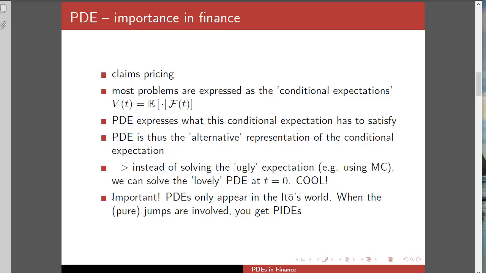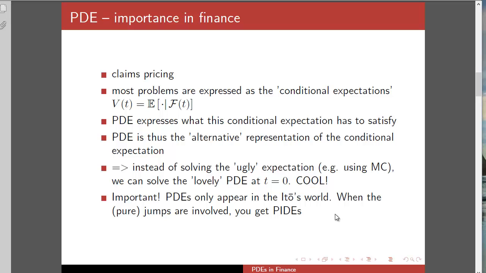Okay, and one quite important remark: PDEs only appear in the Itô world. You probably heard of Itô process. That's a process where you have some deterministic component and a Wiener process. And if you were not in the Itô world, this means that the processes wouldn't be just Itô processes, but would involve some random jumps, such as Poisson jumps.